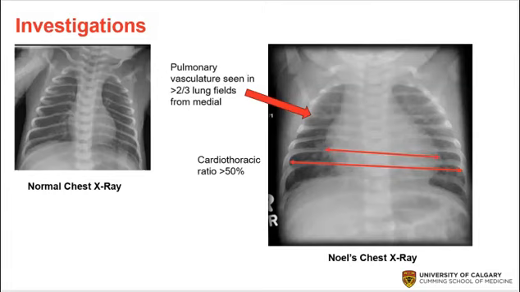In Noel's chest X-ray, you can appreciate that there is a very large heart. You can also see that pulmonary vessels can be seen all the way to the most lateral edges of the lung fields. This is suggestive of cardiomegaly and pulmonary edema.